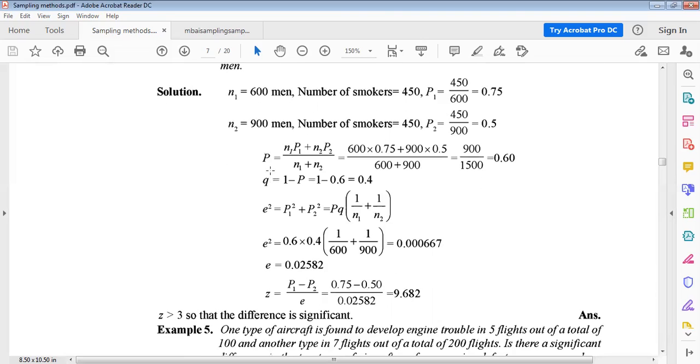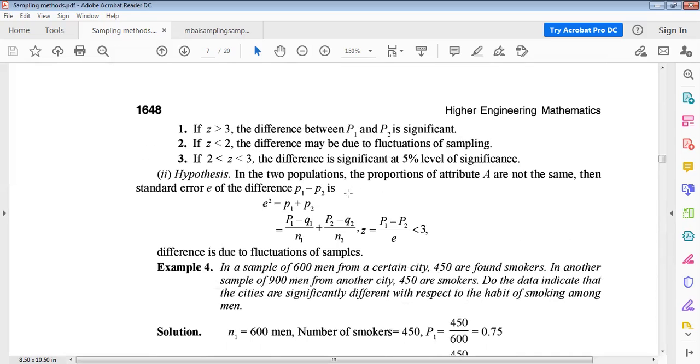So total P will be n1 P1 plus n2 P2 divided by n1 plus n2, 0.60. So Q will be what? 1 minus P. Okay, smoker will be 0.60 and non-smoker will be what? Total probability is 1, this is why 1 minus P. 1 minus 0.6 equals 0.4. Now the standard error, E square equals P1 square plus P2 square. This is given in the example.